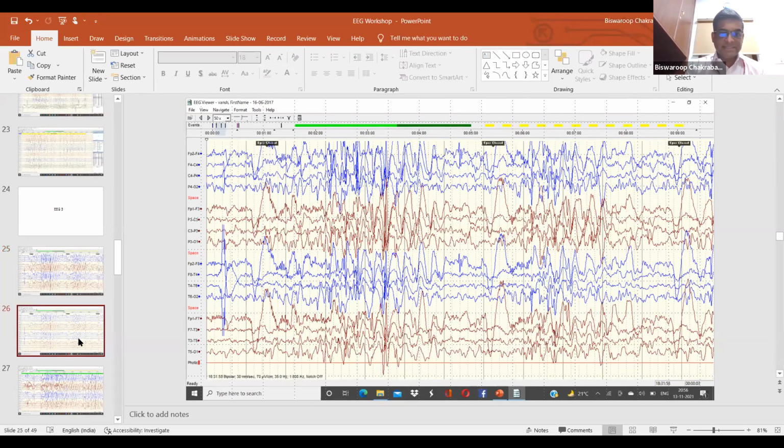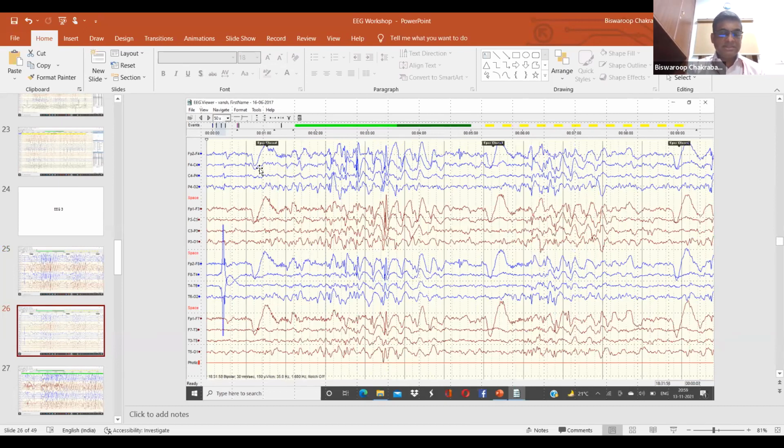Okay, now moving on to the next slide. See, this becomes clear. I have slightly increased the sensitivity. You can see this eye closure artifact. You can see this 3 hertz spike polyspike generalized activity precipitated by eye closures. So this is eye closure sensitivity, classically seen with Juvenile syndrome.